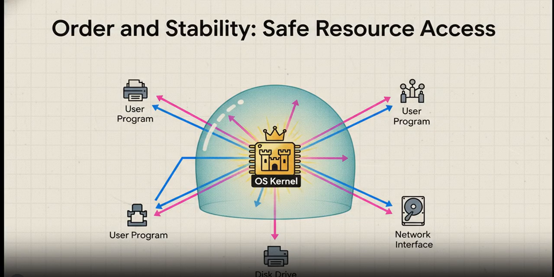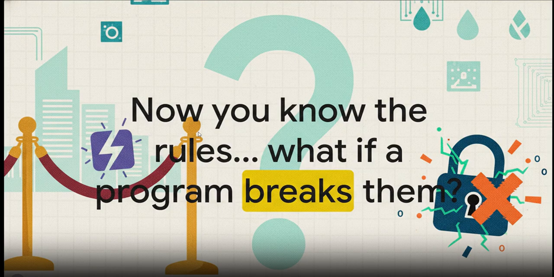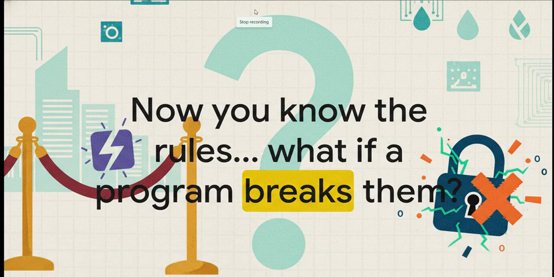And that, right there, is the whole point. System calls are the absolute foundation of stability. They provide that essential, controlled access to the computer's resources. They protect the hardware from misbehaving programs and make sure that everything can share and work together smoothly and safely. They are the rules of the road that make everything else possible. So, we've laid out the system and all the rules that keep it in order. And that leaves us with one final, pretty important question to think about. Now that you know the rules, what happens when a program tries to break them?